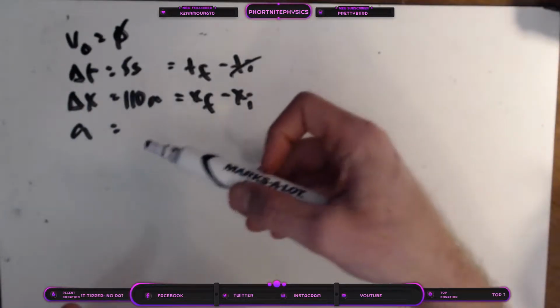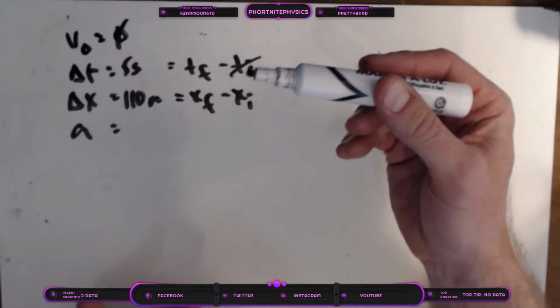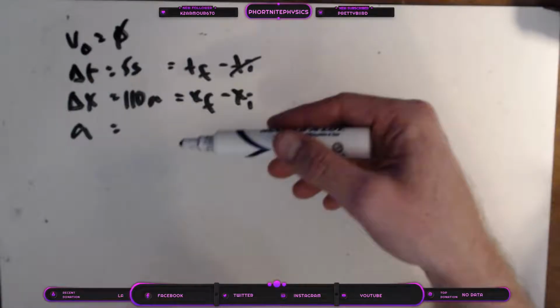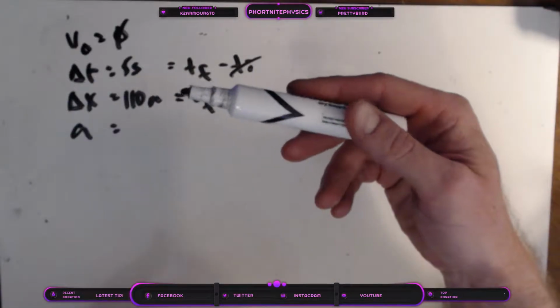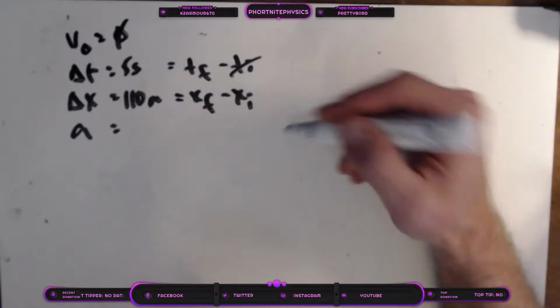Now, why don't we use that for acceleration? Because in this case, acceleration is constant, so there is no change in it. We're trying to find its one value. Okay, so let's keep chugging along.